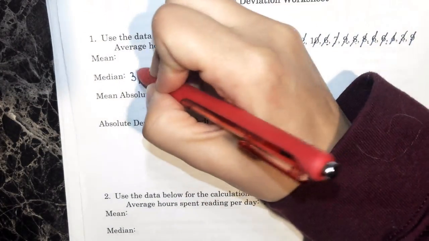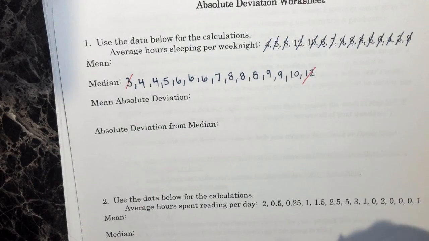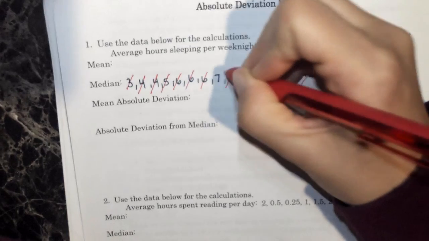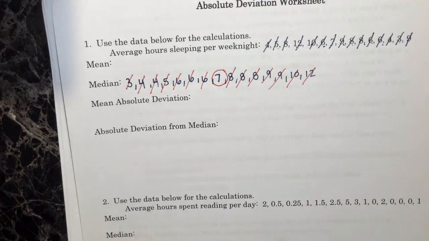So you're going to find the median. One from the left, one from the right, one from the left, one from the right, until you get to the center. Now go one at a time. Don't think there's a ton. I'm just going to skip around, and I'm going to see that my median is 7.